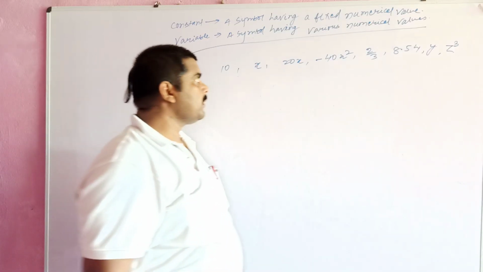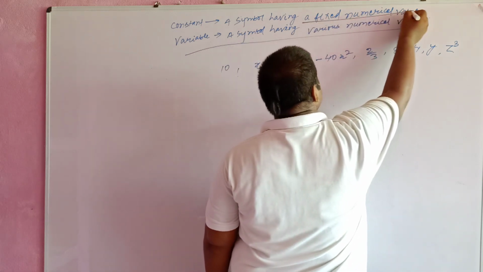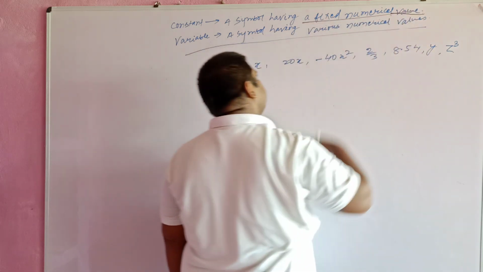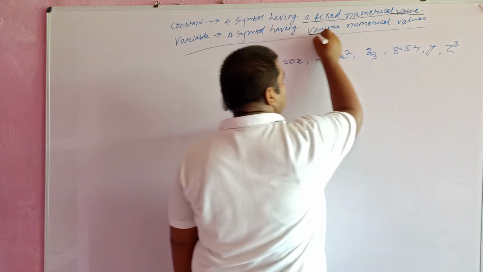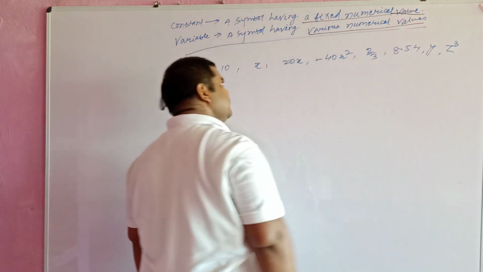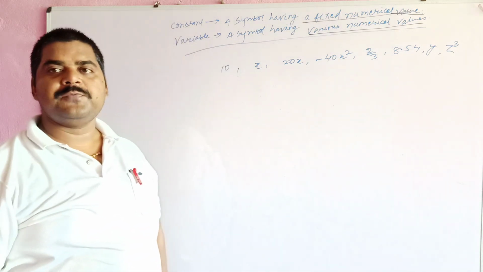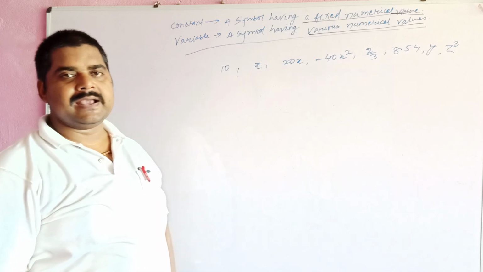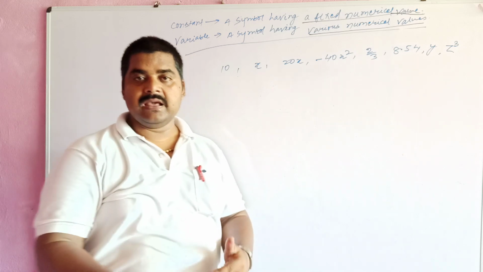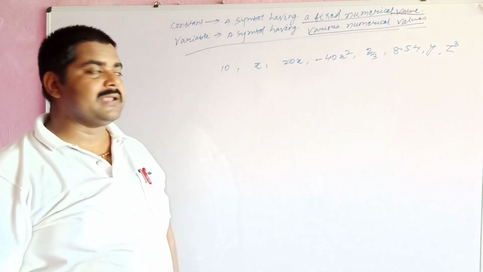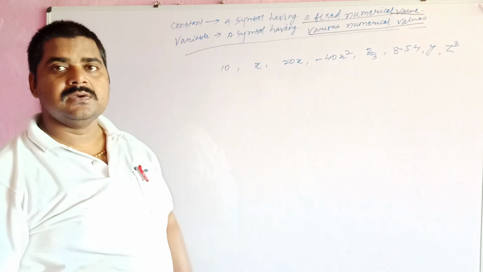So my dear, regarding the definition of constant, you have to just remember a fixed numerical value, and in case of variable, you have to memorize various numerical values. A symbol which has a fixed numerical value is known as constant, and a symbol which has various numerical values is known as variable.